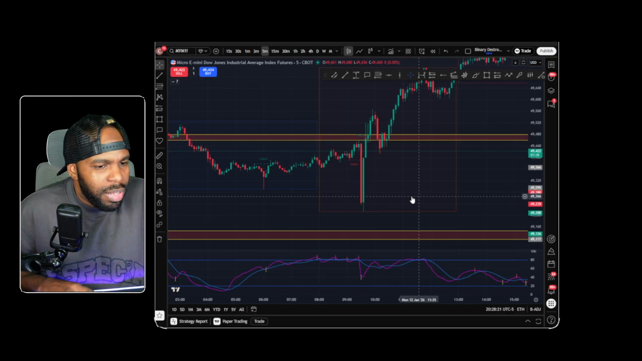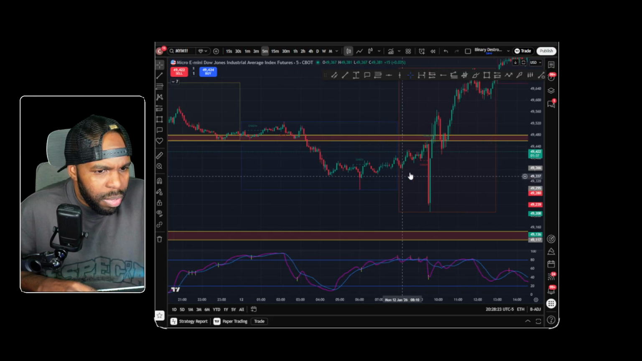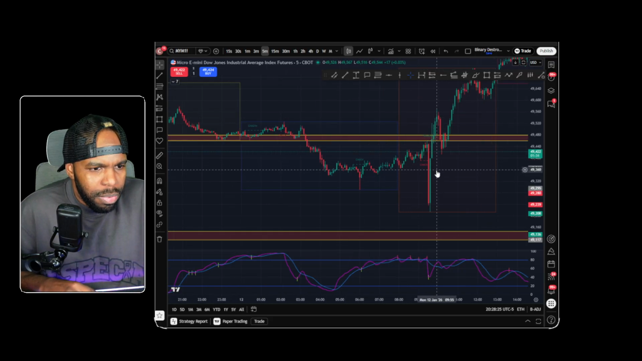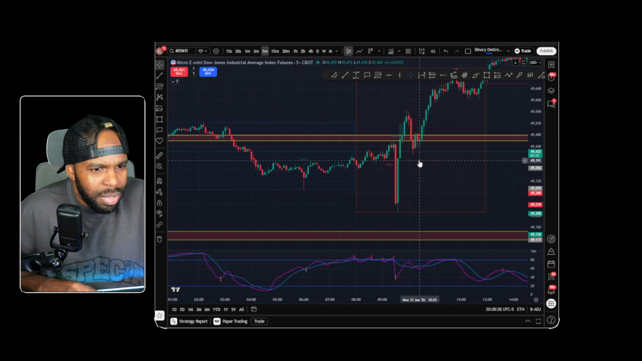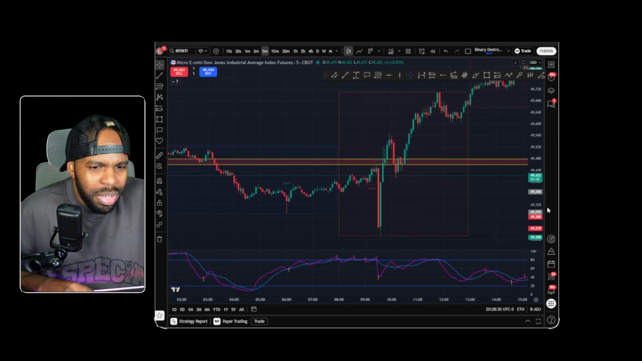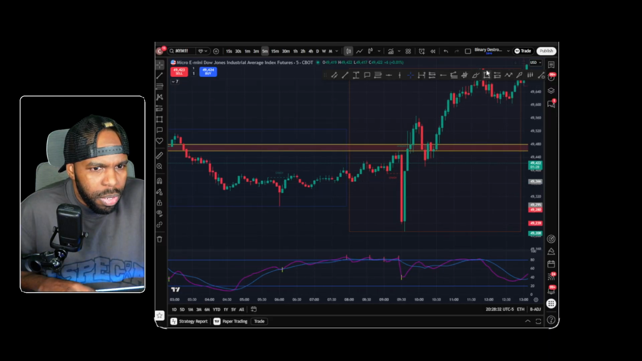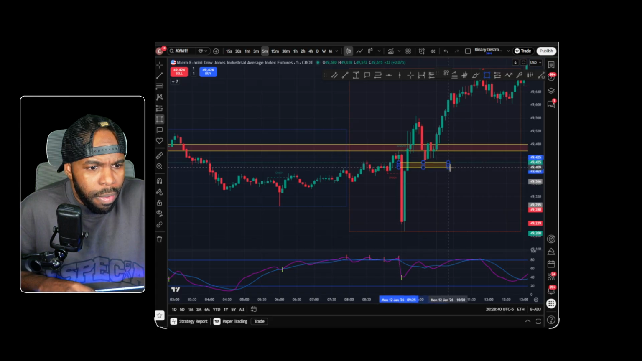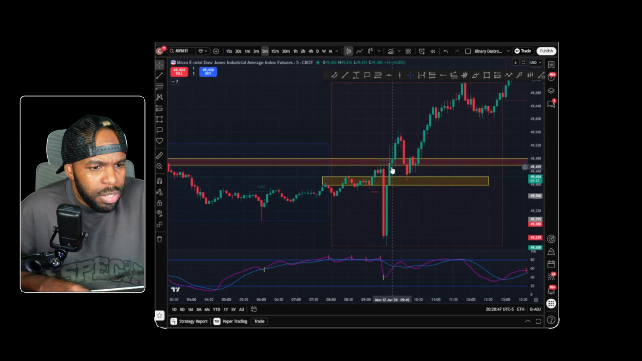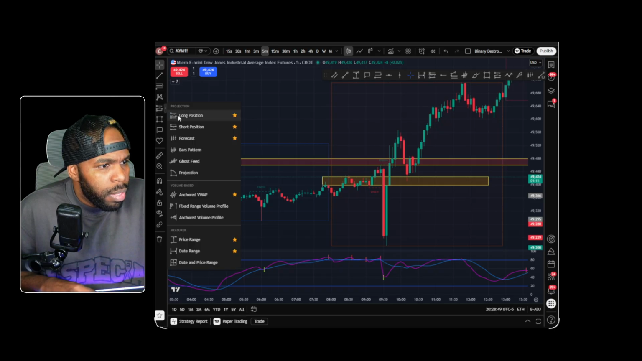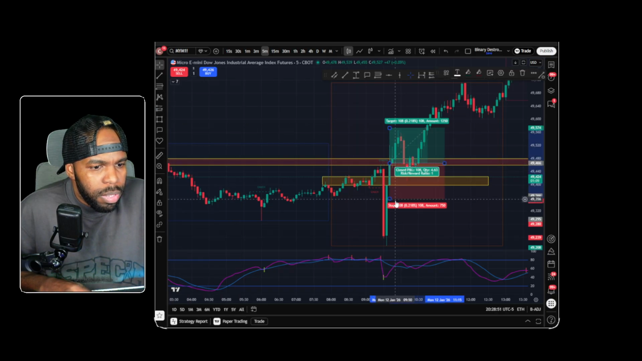Let's see if we can find another one here. Wow. You got the sweep below, but I don't see... I mean, we could have caught this move here. You could have caught this move here. So you see this sweep here, and I'm actually seeing a bearish fair value gap right here, as you can see. Once you see that bearish fair value gap, you're going to wait for price to close above it, and then you could have taken a trade right here on that.